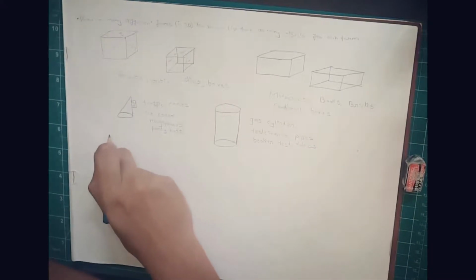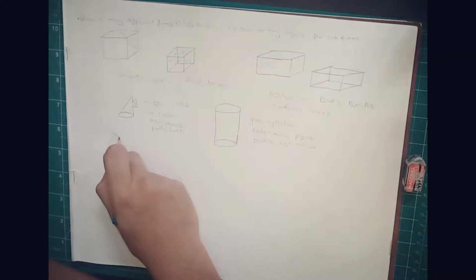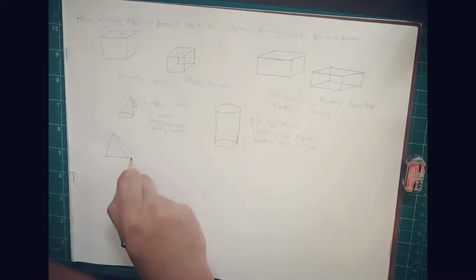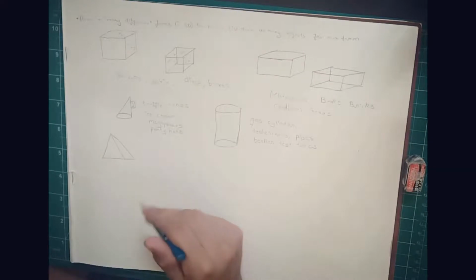Then we've got a pyramid. Pyramids are also pretty easy to draw. Draw a triangle and then draw a kind of slanting line. There you go. It's a pyramid. A pyramid can be drawn in different ways too.